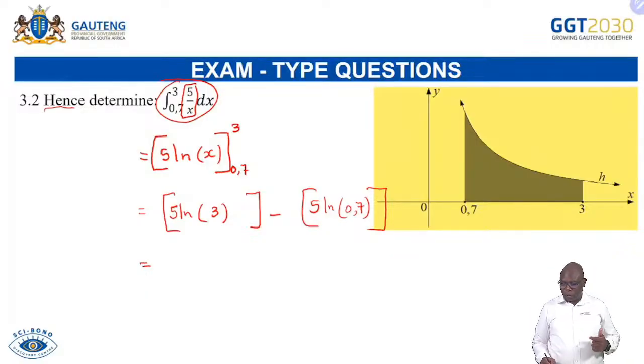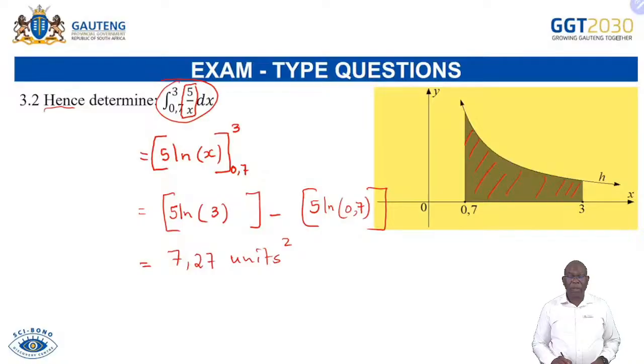What we are going to do there is work out that part of the question by using a calculator. So you go to your calculator, and can you see that this area is above the x-axis? This is above, so the answer will still be positive. The answer that we're going to get is 7,27. Don't forget the units, it's area squared.